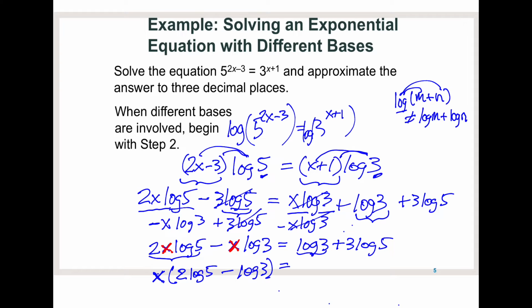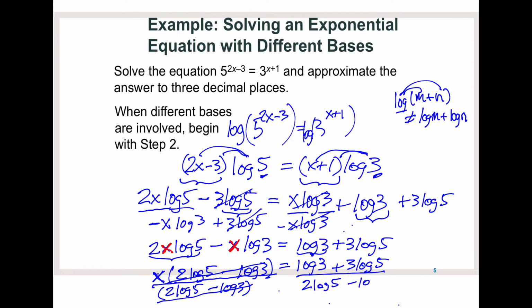I can't combine these because that's log of 3, log of 5. Those are two different outcomes. So we just leave that as log of 3 plus 3 log of 5. And then to solve this, we're going to divide out that entire parenthesis, divide both sides by 2 log 5 minus log of 3. And that whole statement there goes away. And on the right-hand side, we just have to mirror that: 2 log 5 minus log of 3.